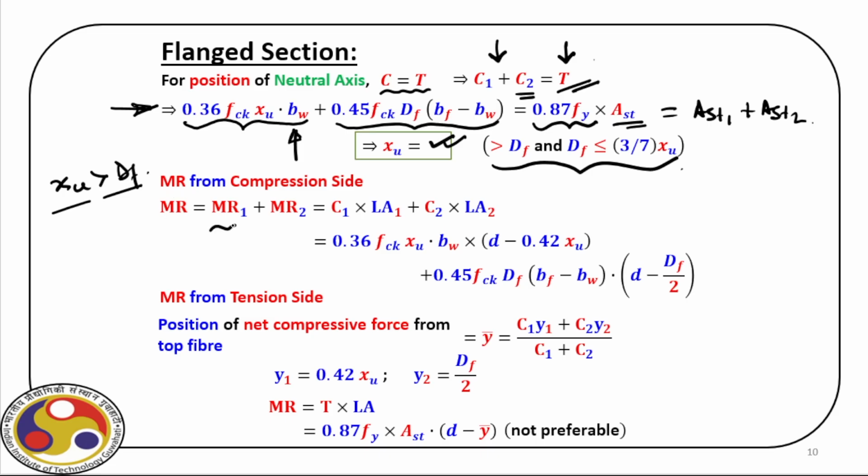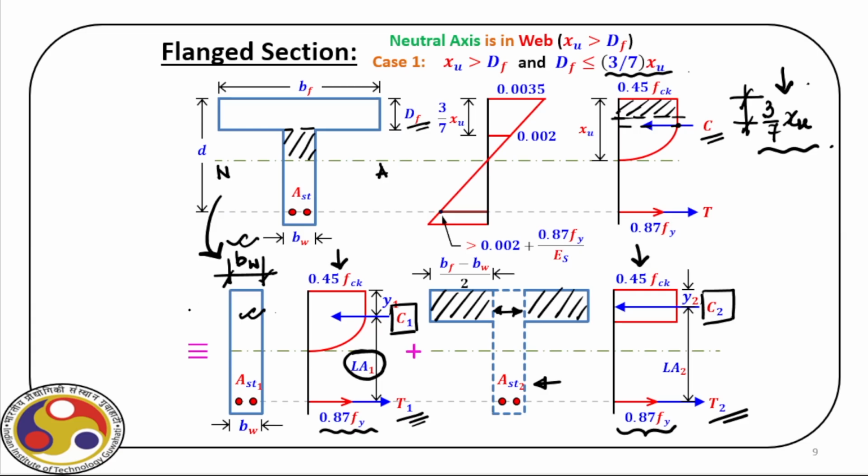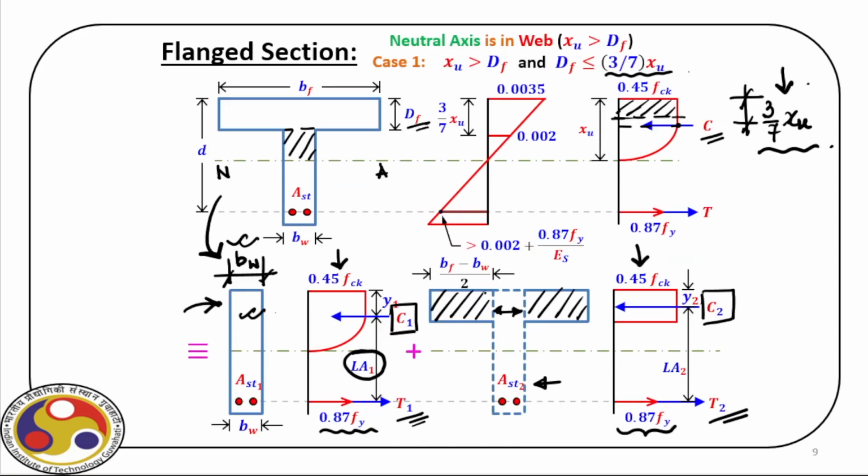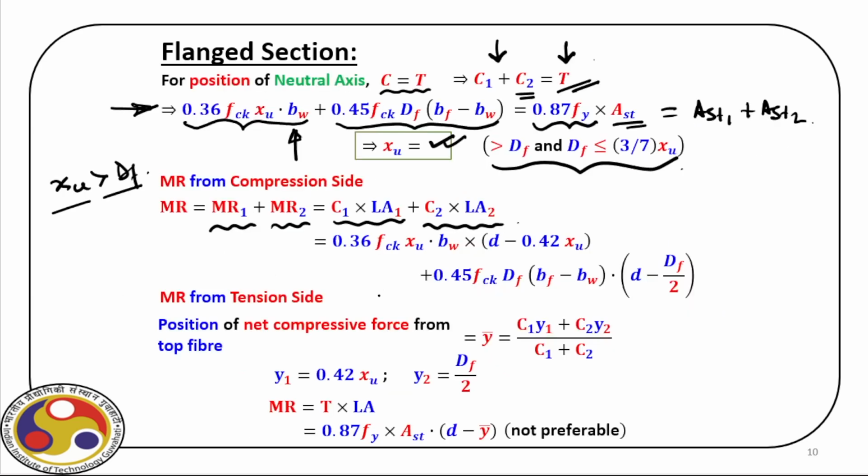So for that we have MR1 plus MR2. MR1 coming from C1 times LA1, that is the first slim beam we have here. And for the second one we have C2 times LA2, which is here. So this is our LA2, and if we can find out what is C2, then we can find out the second part of the moment of resistance. Both of them we can easily calculate. We know how to calculate both of them, the value of the force times the lever arm. So these are the two components that will together give us the moment of resistance of the section.